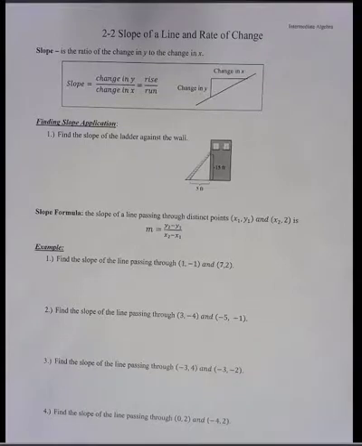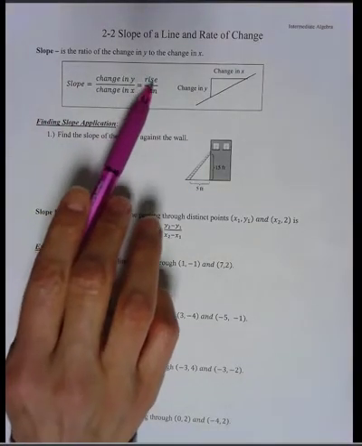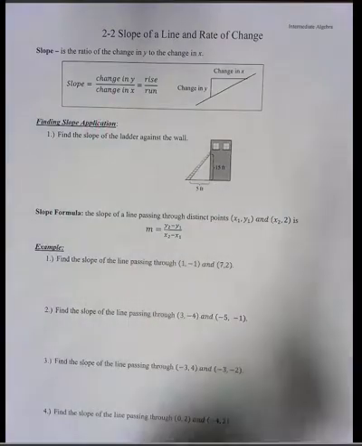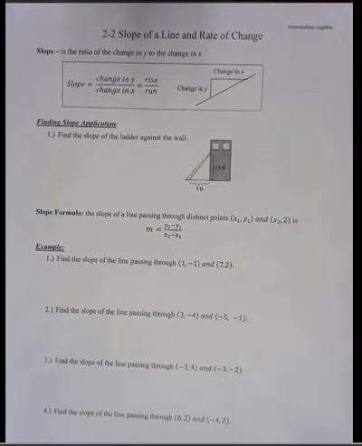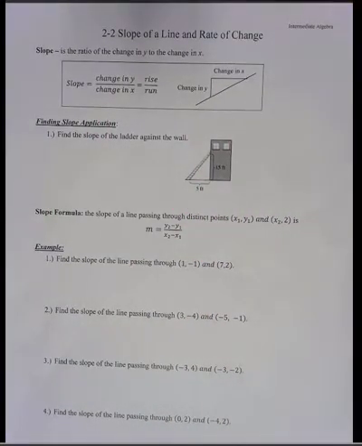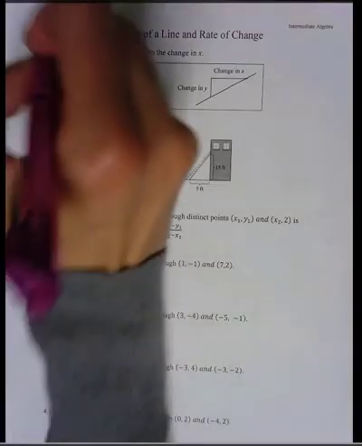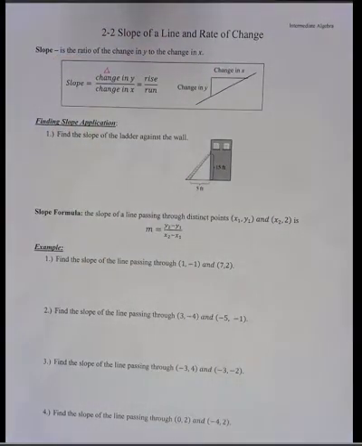Today we're going to review slope of a line and rate of change, which is chapter 2, section 2. As you may recall, slope is the ratio of the change in y to the change in x. We have a number of different ways that we refer to slope: rise over run, change in y over change in x, and you can see it pictorially. Sometimes the symbol we use to represent change is a delta symbol, so we could have delta y over delta x.